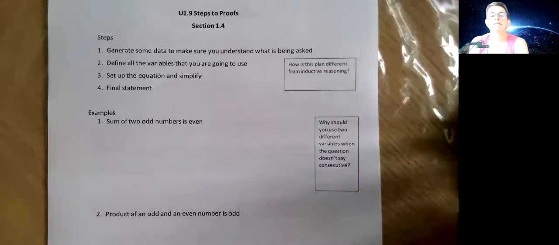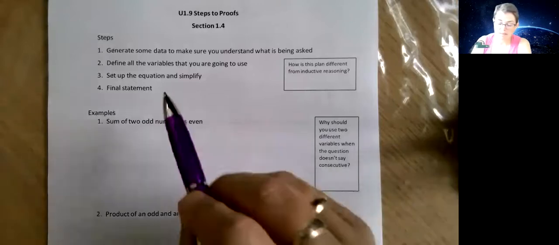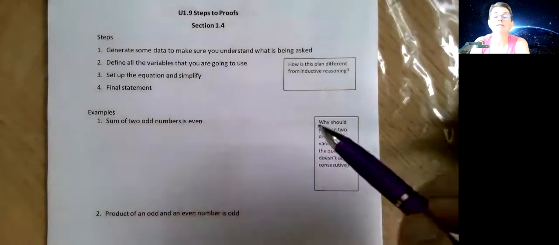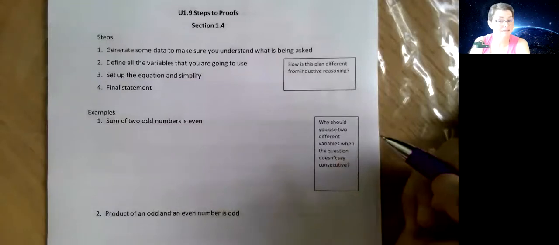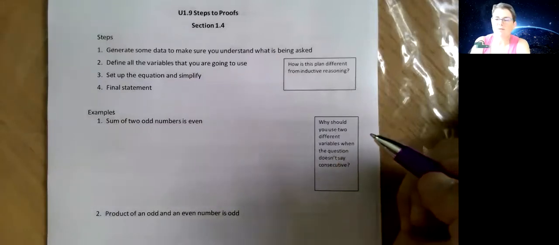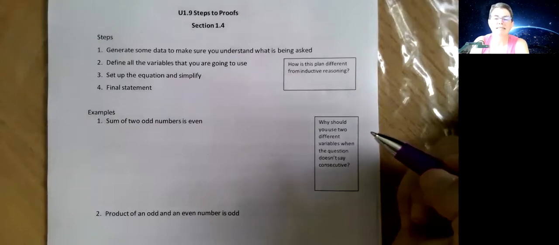Hi there. This is video 1.9, and we are going to go through the steps to doing proofs, and then we're going to do a couple of mathematical proofs using deductive reasoning. All right, so steps. Generate some data to make sure you understand what's being asked for, and this is key, make sure that the question is right, because every once in a while I'll slip in ones that have a little mistake in there and we need to fix it before we finish the proof.